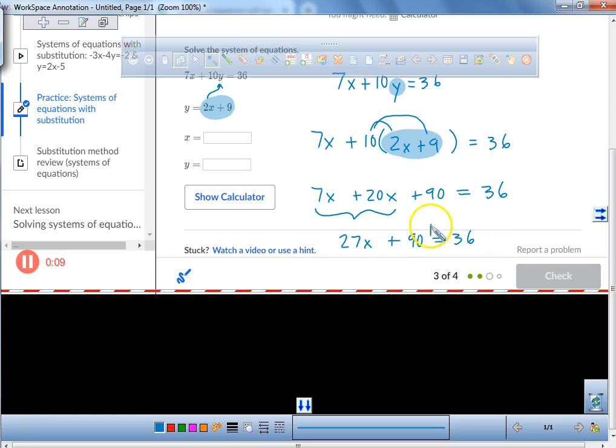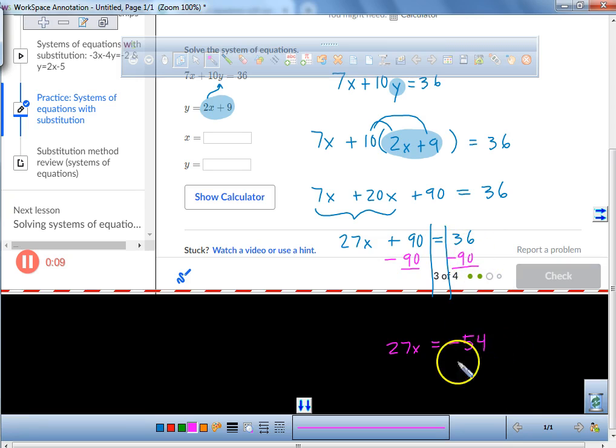Now, at this point, you just have to solve for x. So to solve for x, if you see a positive 90, you should know at this point that you need to take away 90 from both sides. Okay? So when you take 90 away from both sides, 36 minus 90 is negative 54. You could do it in the calculator. It's okay. If you do it in the calculator, you should get negative 54 if you do 36 minus 90.